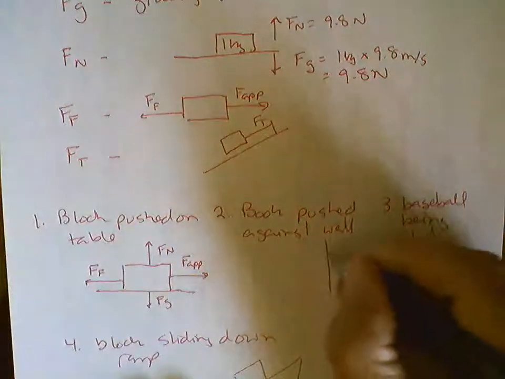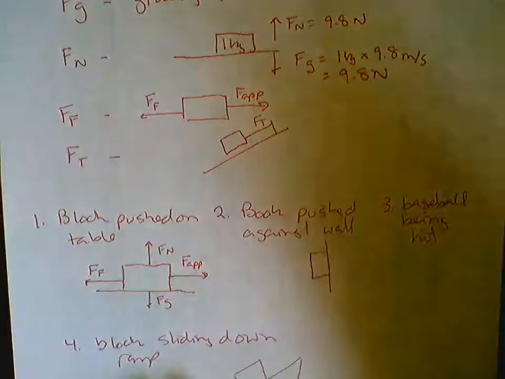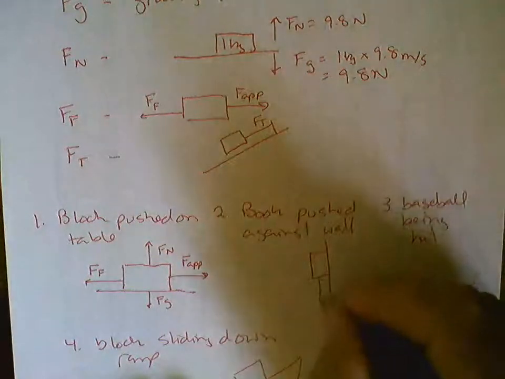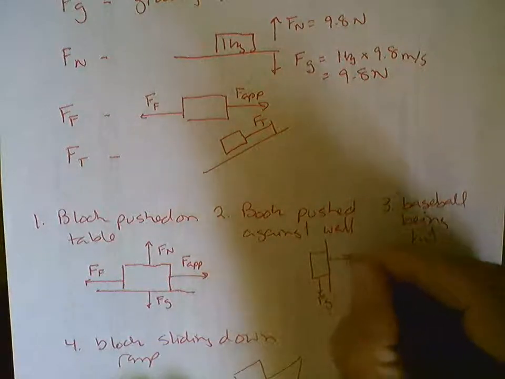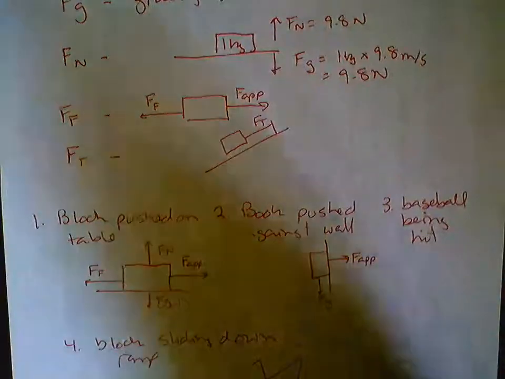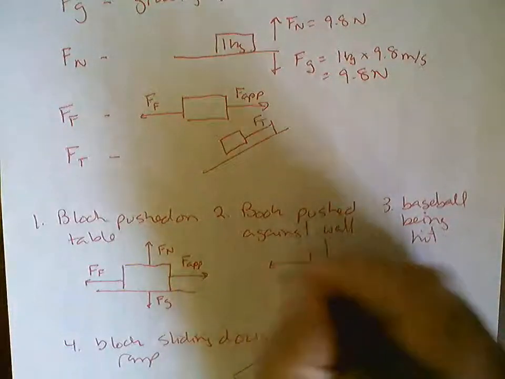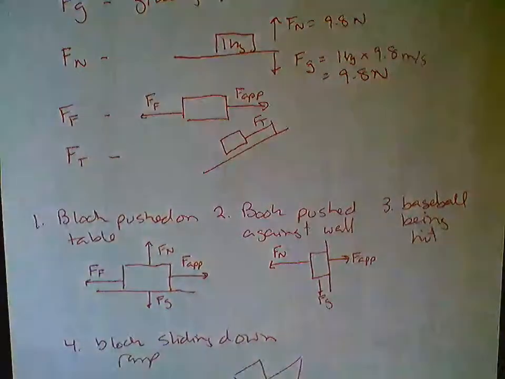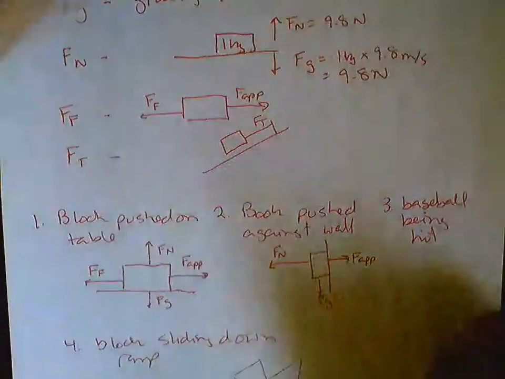Okay, a book being pushed against the wall. There's going to be a force of gravity acting on that book. There's going to be an applied force pushing the book against the wall. Now we said a normal force acts opposite to any surface, so we are going to have a normal force there. Here's a really interesting one.